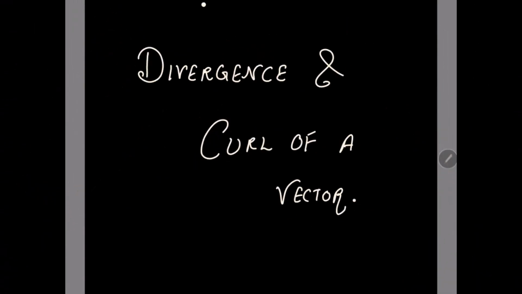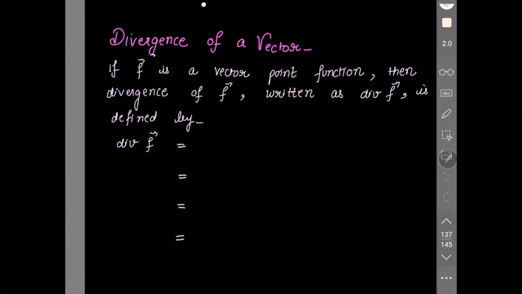Divergence and curl of a vector. Divergence of a vector. If f vector is a vector point function, then divergence of f vector, written as div f vector, is defined by div f vector, which is equal to del dot f.